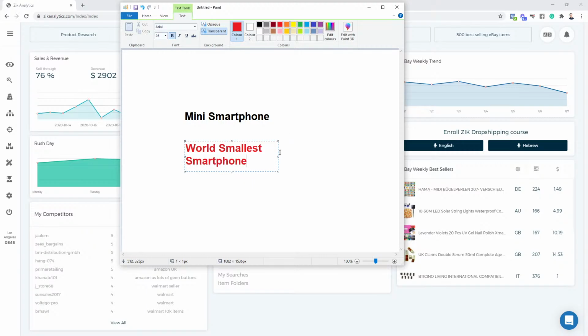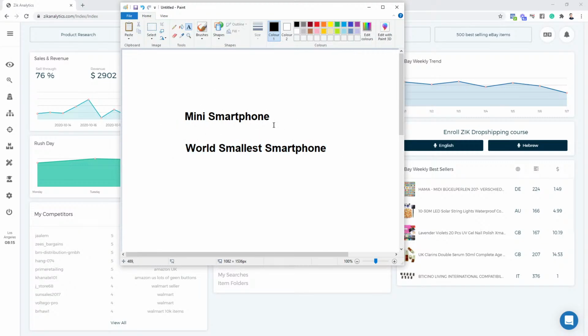Let's try this one. World's smallest smartphone. What's the difference between the mini smartphone, the niche mini smartphone, and the world's smallest smartphone? Because these are basically very similar terms, but still different. What do you think, guys, the difference between a mini smartphone and world's smallest smartphone? There is a difference. Maybe there is no difference at all.